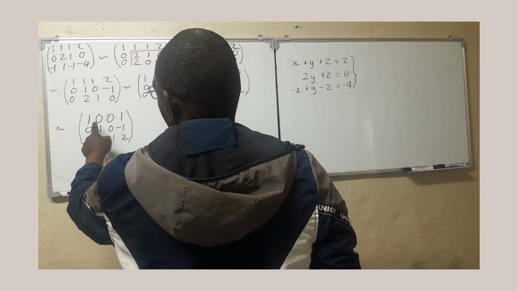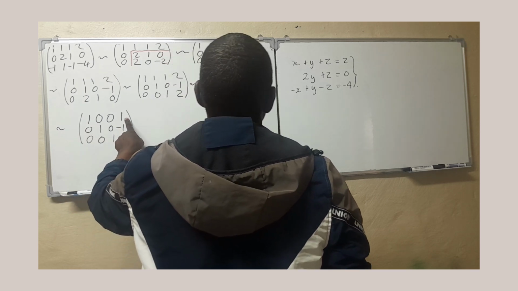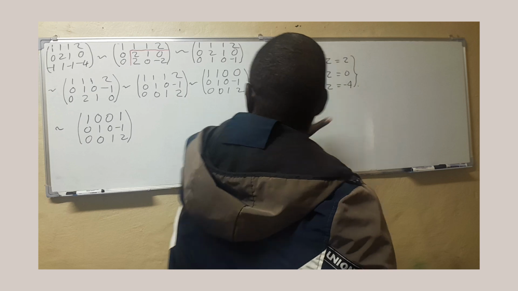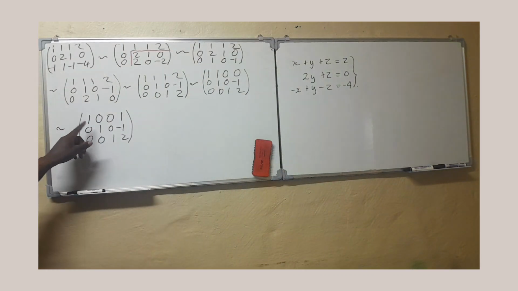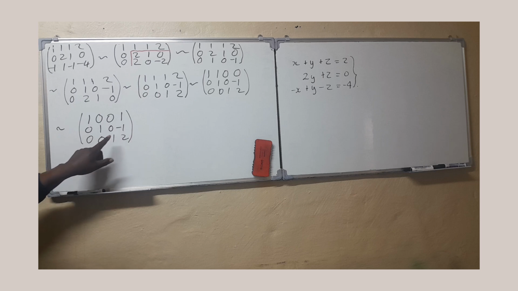So therefore, what it reads now is x is equal to 1. Originally, it was x plus y plus z is equal to 2. We reduced everything, played around until we are left with x is equal to 1, y is equal to minus 1, z is equal to 2.